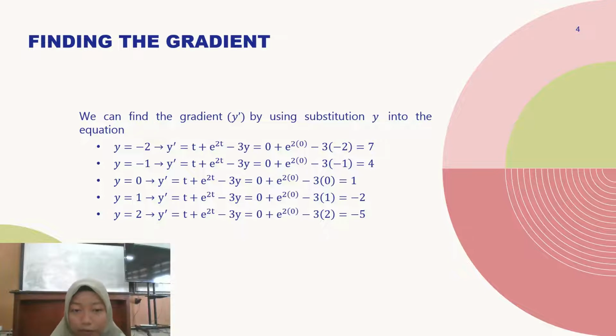So for y equals 2, we get y prime equals t plus e to the power 2t minus 3y equals 0 plus e to the power 2 times 0 minus 3 times 2 equals negative 5.